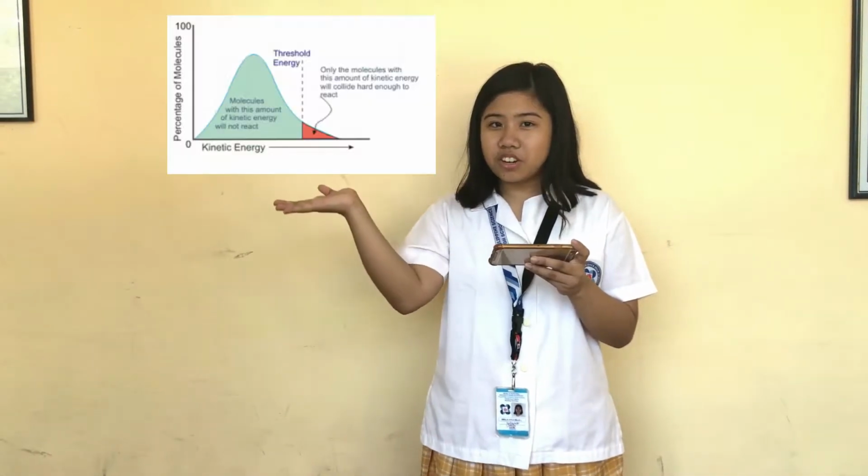Recall that collisions only result in reactions if the particles collide with enough energy to get the reaction started. Also, recall that activation energy corresponds to threshold energy. As you can see in this graph, only collisions involving particles with sufficient kinetic energy result in the formation of an activated complex. Particles possessing less than the threshold energy simply bounce apart upon collision. The number of successful collisions per unit of time can be increased by lowering the threshold energy, or in terms of potential energy, lowering the activation energy.